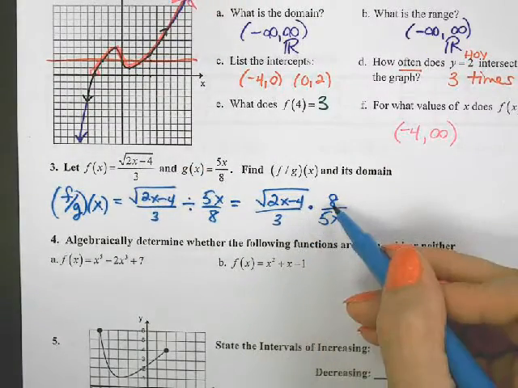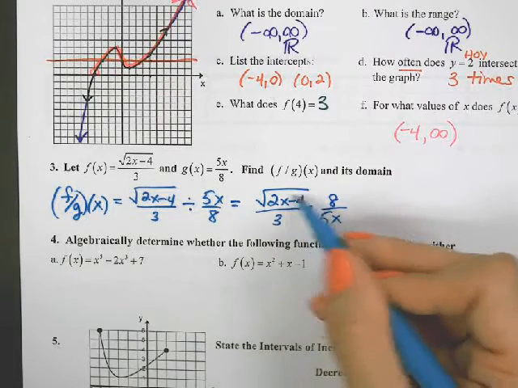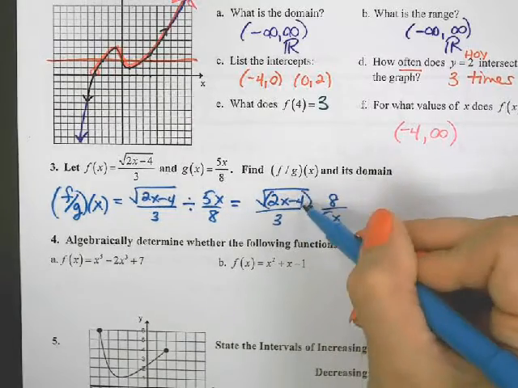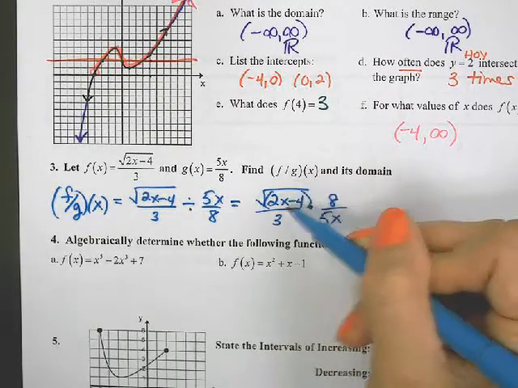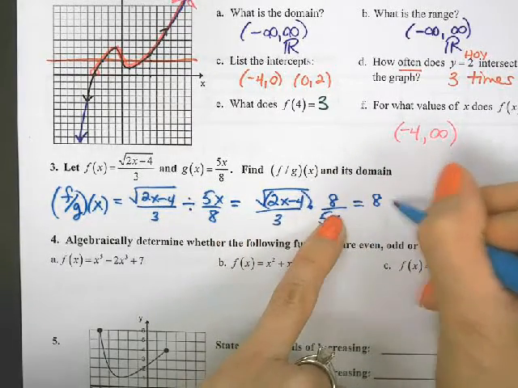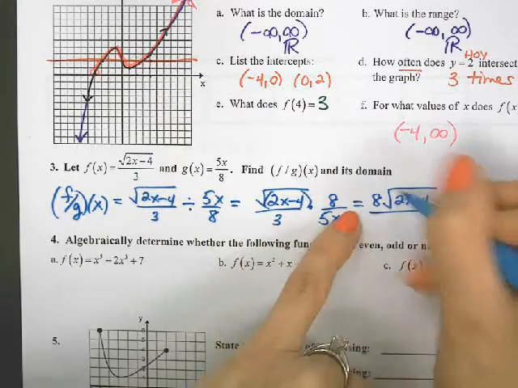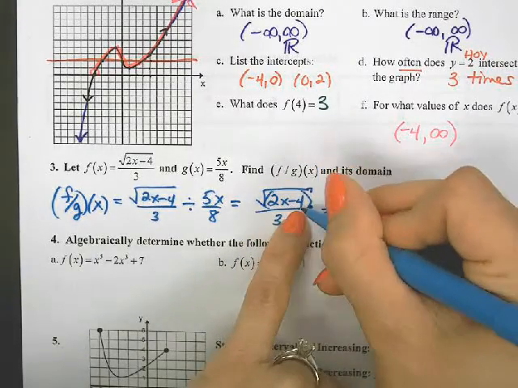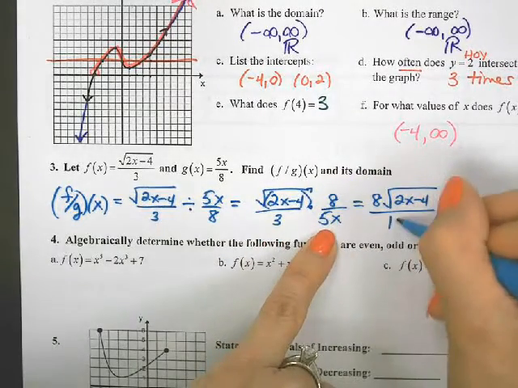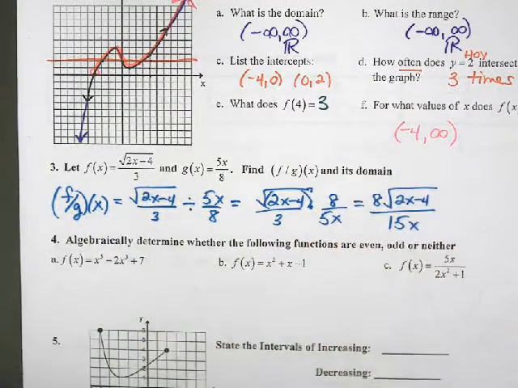Can I cancel any numbers? Numbers with numbers? No. These are inner radicals, so they don't even get to be looked at. You can't cancel those x's. This is a whole quantity. You can't take the 4 out of the radical because, again, it's a quantity. So we're just going to leave this as 8 times the square root of 2x minus 4. I put the 8 in front so it doesn't look like it's 48 or get under there. Put it out in front. These denominators I will multiply to say 15x. So that's F divided by G of x.